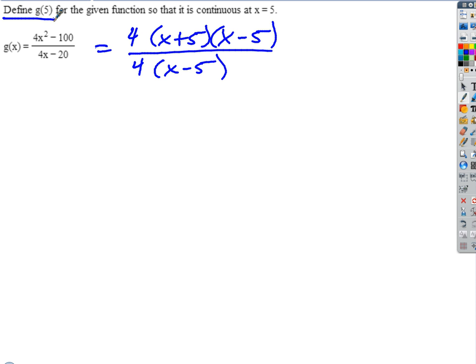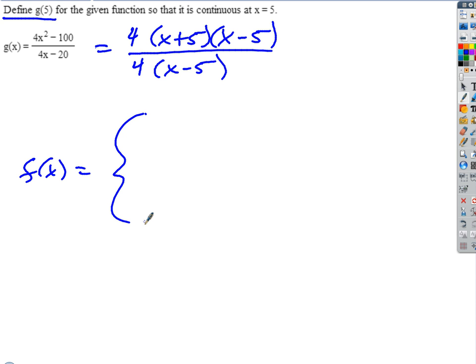There's a hole in our function at 5, right? So, what does it mean to define g of 5? We want to fill the hole in. We're going to define a value of the function at g of 5. So essentially, what we're doing is creating a piecewise function, right? We've got this g of x. We'll make a new function, call it f of x.